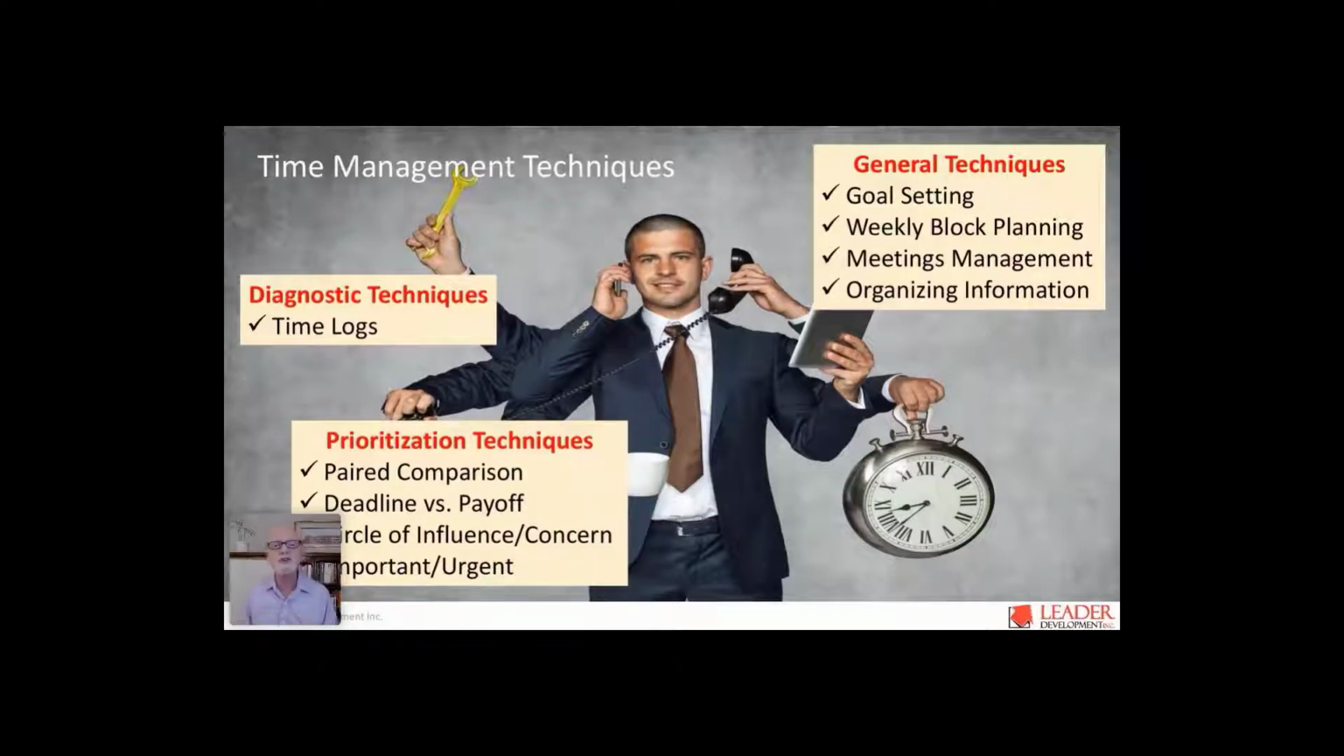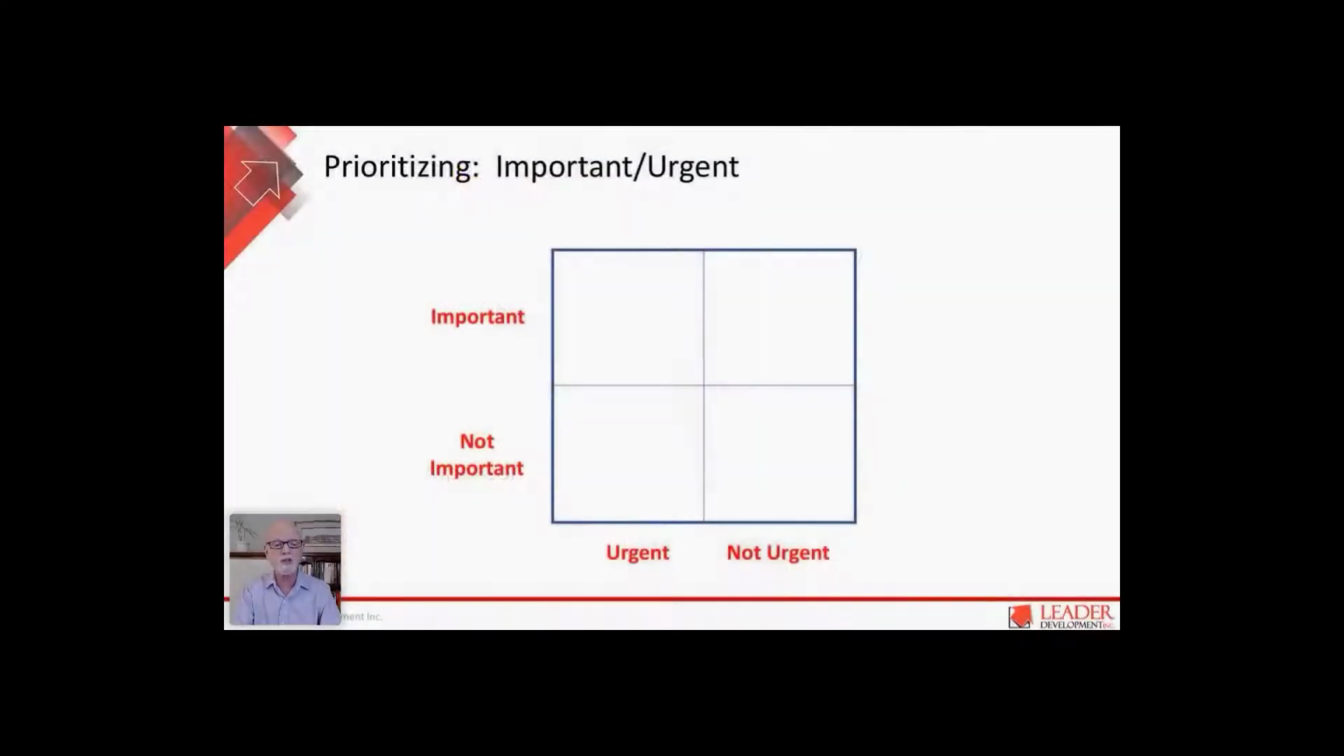Another one is circle of influence and circle of concern. What on our to-do list is in our circle of influence, and what is in our circle of concern? In other words, which ones can we have a direct impact on, and which ones do we have less direct impact on? There's also the important and urgent tension. That's one that's widely used. It's actually a pretty helpful instrument. In fact, let's look at what that looks like.